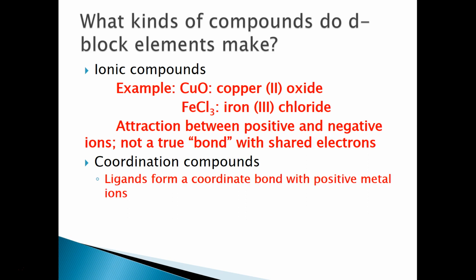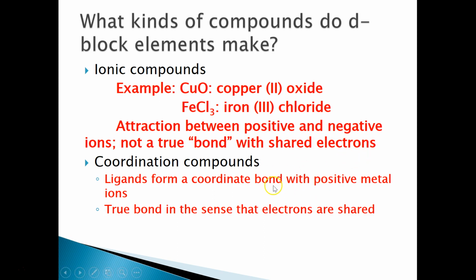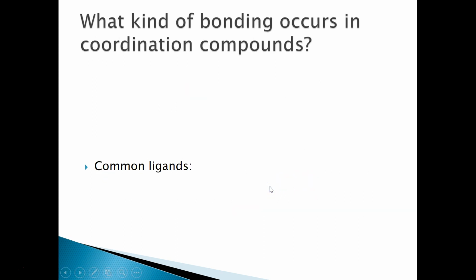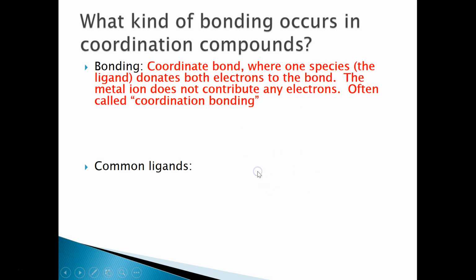Now, in a coordination compound, a ligand will form a coordinate bond with a positive metal ion, which is a true bond in the sense of the word because we're talking about the sharing of electrons. So you're probably wondering what is a coordinate bond and what is a ligand? In a coordination compound, the type of bonding is coordinate bonding.